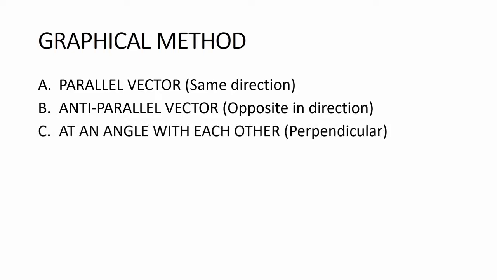What if the vector is at an angle with each other? How about if the vector is perpendicular? How to add that vector? So I will show to you step by step, case by case. Let's go first to case letter A, parallel vector.